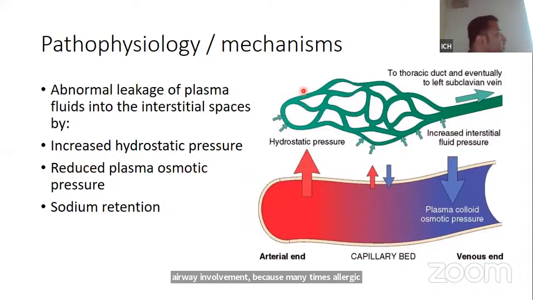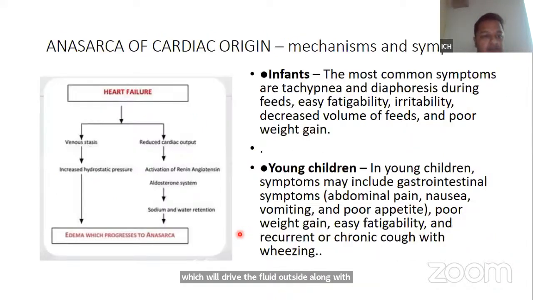Now, pathophysiology of edema and mechanisms which can cause edema. Mainly we have these three things: increased hydrostatic pressure in the capillary, which can move the fluid from intravascular space to the interstitium, and also reduced plasma oncotic pressure, which will drive the fluid outside, along with sodium retention. Now, ANASARCA can have causes like cardiac cause, hepatic cause, renal cause, some causes related to nutritional, enteropathic cause, and allergic cause. So one by one, I will approach ANASARCA.